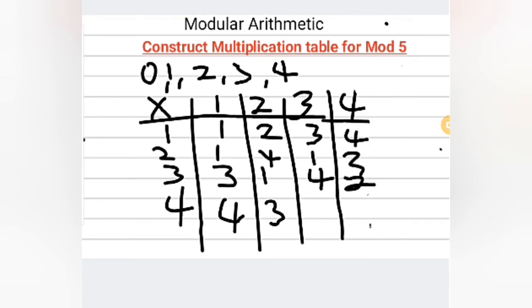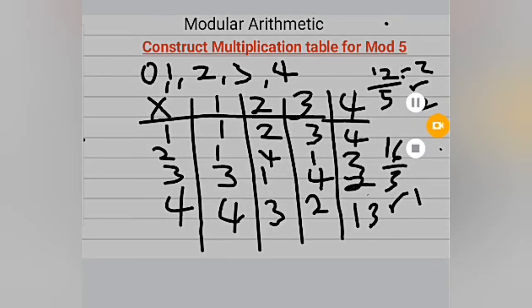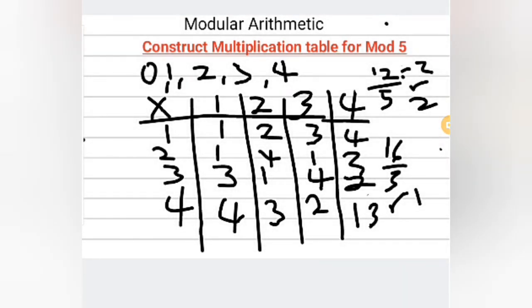4 times 3 is 12 divided by 5. So here you have 12 over 5. So you are going to have 2 remainder 2. So writing the remainder 2 here. And 4 times 4 is 16. So 16 over 5, which is 3 remainder 1. So here you have 1. So we are through with this.